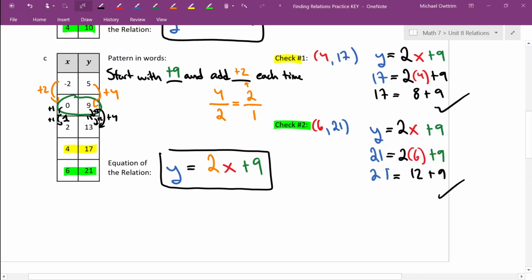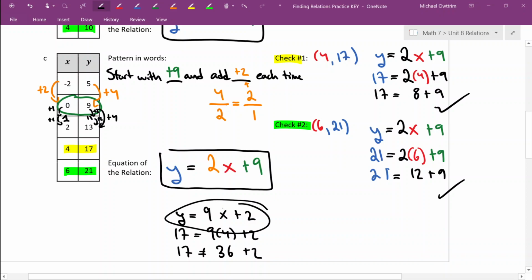Now let's say you made a mistake. Maybe you thought it was 9x plus 2. You'd find that your equation doesn't work. So if we put in a y of 17 and an x value of 4, obviously 17 is not equal to 36 plus 2. And so that would tell me that this equation must have been wrong, and therefore that I should revisit my work to double check and notice, oh, oops, I mixed up the coefficient and the constant.